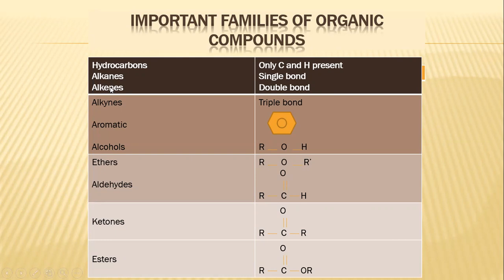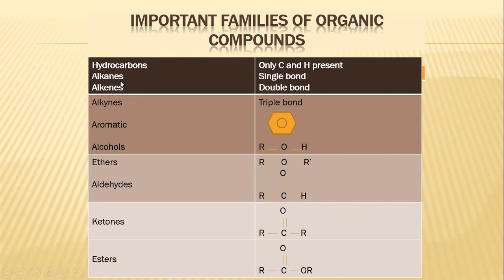If carbon and carbon have double bonds, then that is alkenes. If carbon and carbon have triple bonds, then in case you have single bond or double bond as well, we still give priority to the triple bond. So you call it alkynes. In compounds, you may have C single bond C and C double bond C. Then you give priority to the double bond.